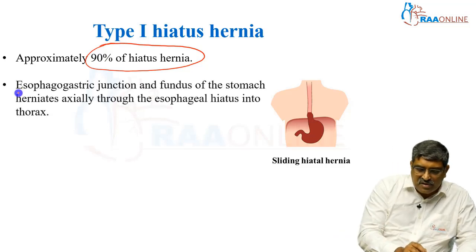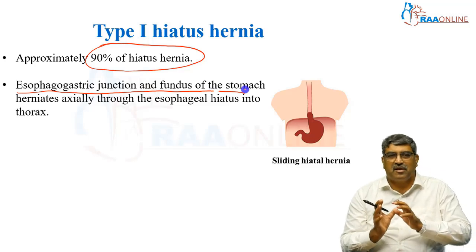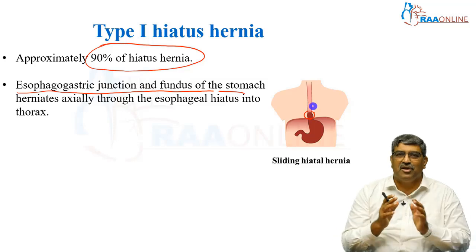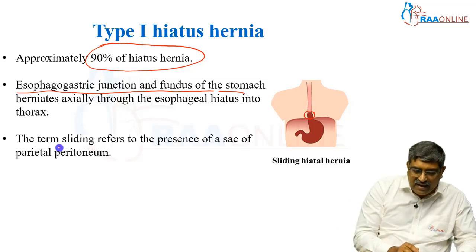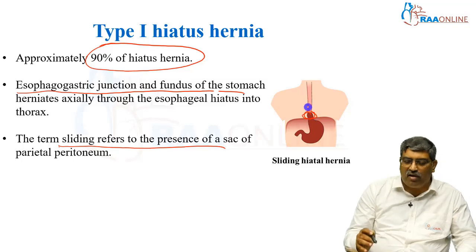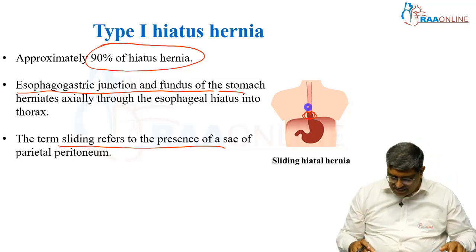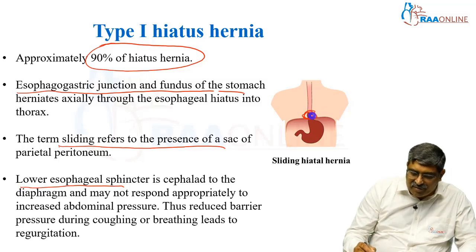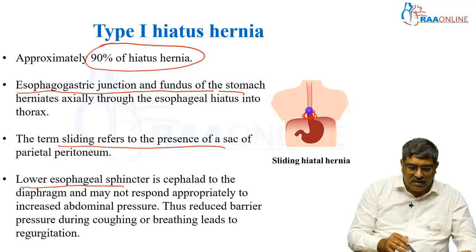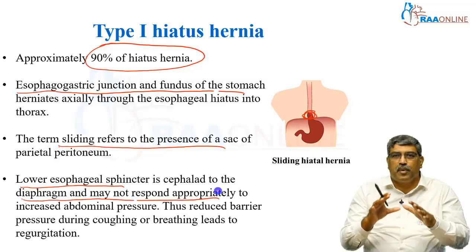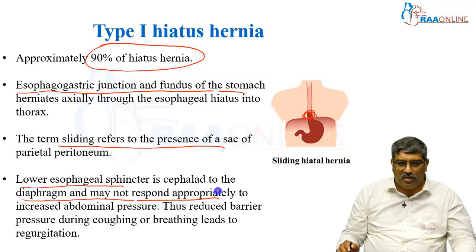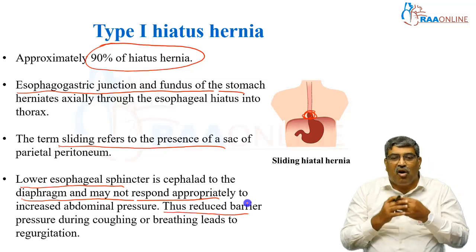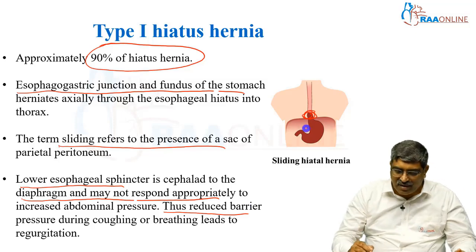Here, the esophageal gastric junction and the fundus of the stomach herniates axially through the esophageal hiatus into the thorax. The term sliding refers to the presence of sac of parietal peritoneum in the thoracic cavity. The lower esophageal sphincter is cephalad, towards the head to the diaphragm, and may not respond appropriately to increased abdominal pressure. Thus, reduced barrier pressure during coughing or breathing leads to regurgitation.